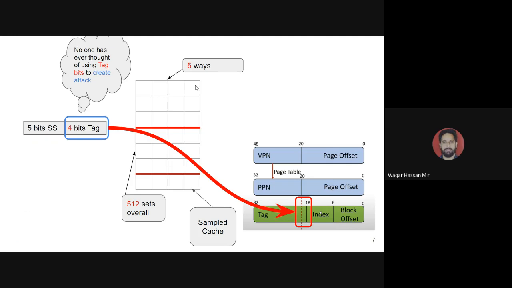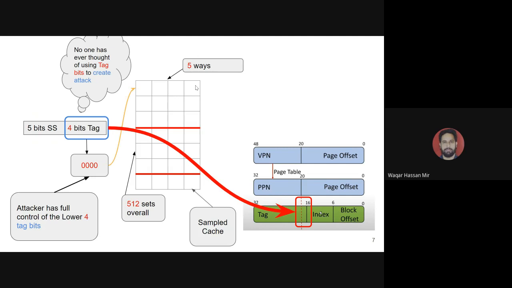And now what we can do is exploit these tag bits, because the same tag bits are used to index the sample cache, right? So when the same tag bits are used to index the sample cache, an attacker who has control over these tag bits can direct his accesses to one of those sets, and he can do it with good accuracy, because he just has to find 32 sets, as the lower order 4 bits are in his control.